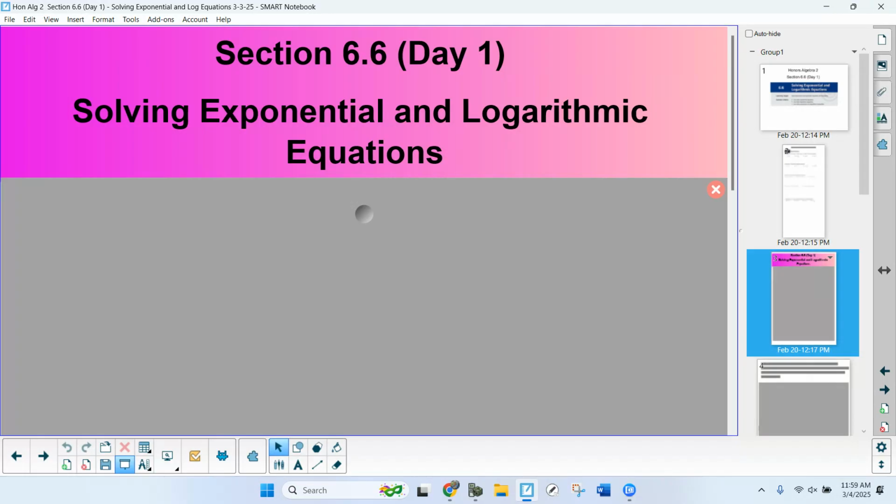What else can we do? Take the log of both sides. What else can we do? Rewrite it. So if it's in exponential form, swoop it to log form. If it's in log form, swoop it to exponential form.